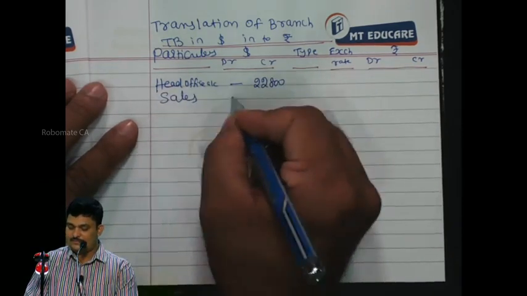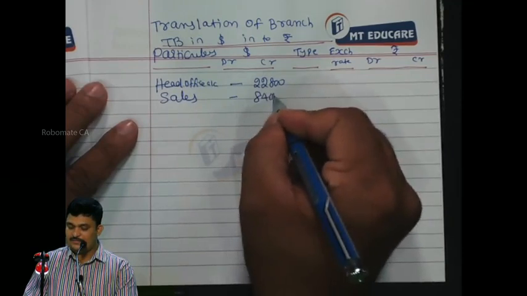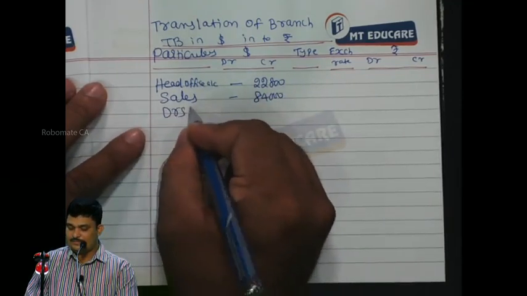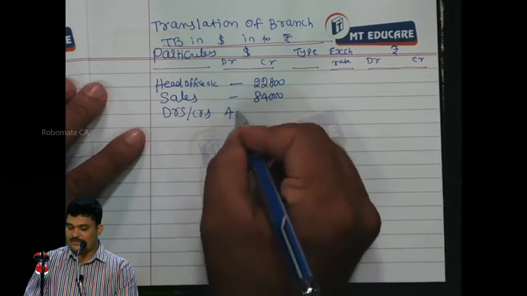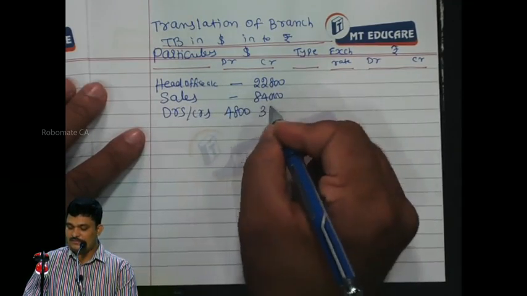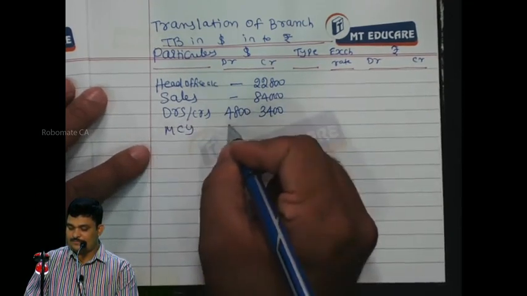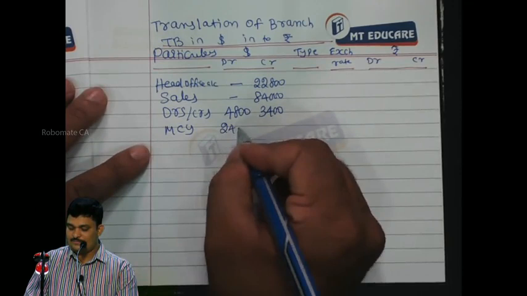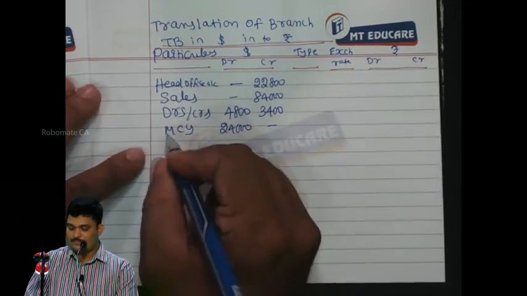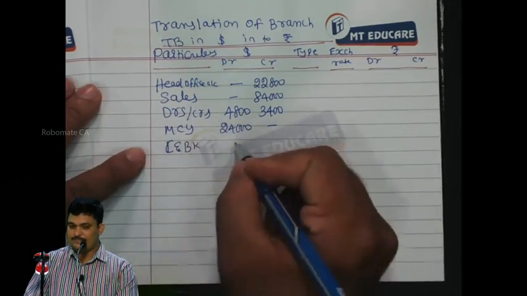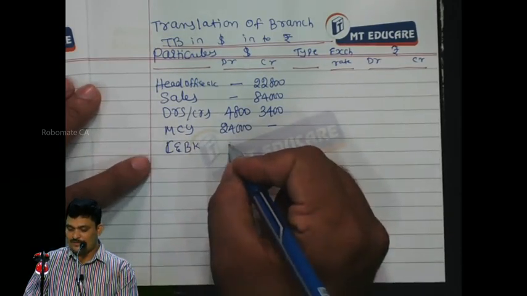Sales, 80. Then 4,800. Okay. 20. Cash at bank, 1,000.